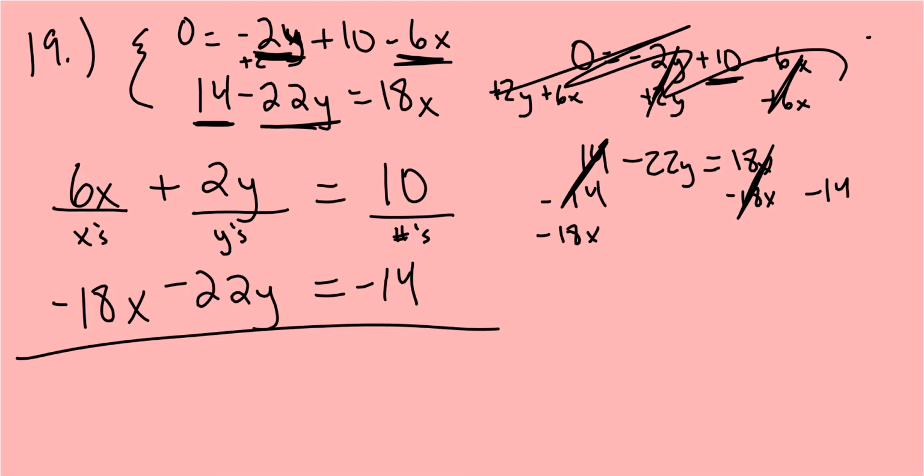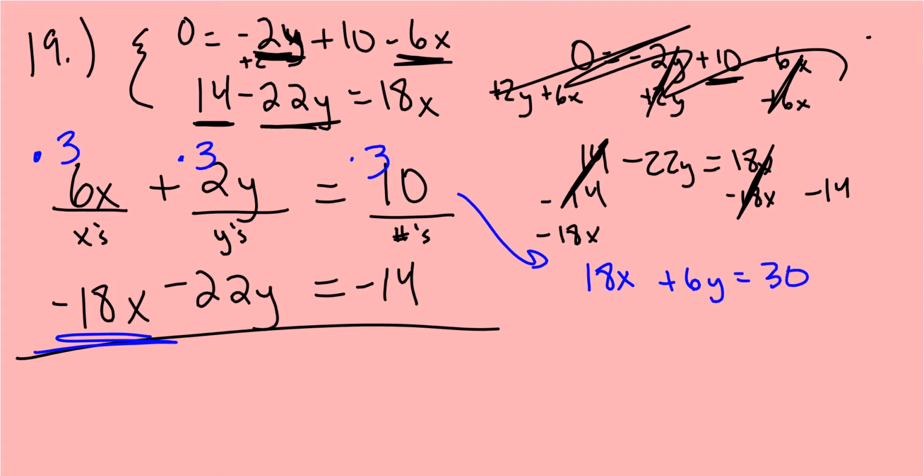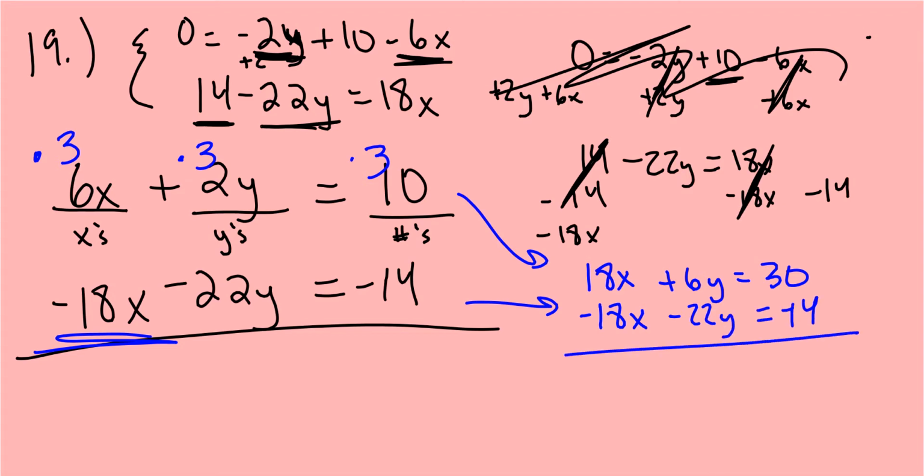So now, I can do step 2. Right? So step 2 says I'm going to multiply everything on top by 3 because I want the x's to cancel out. So I looked at the x's, I said, look, I can just multiply everything by 3. I'm going to get positive 18x plus 6y equals 30. The bottom's going to stay the same. It's going to become negative 18x minus 22y equals negative 14. And I know I'm right because, look, the x's cancel.